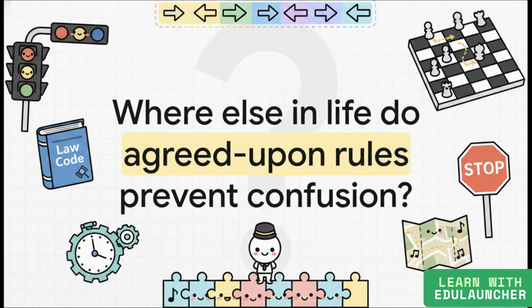If you step back from the math, where else in life does having a clear, agreed-upon order of rules help us avoid total chaos? Something to chew on.